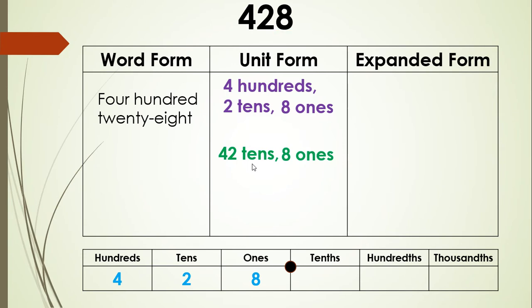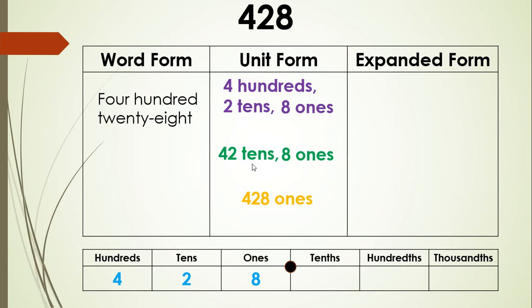Another way we can rewrite 428 in unit form is by combining all the place values. I'm going to underline all the digits. I can see I've underlined the number 428, and the 8, since it's the last digit in this number that I've underlined, is in the ones place. So I'm going to write 428 ones. That is the third way that we can rewrite 428 in unit form.